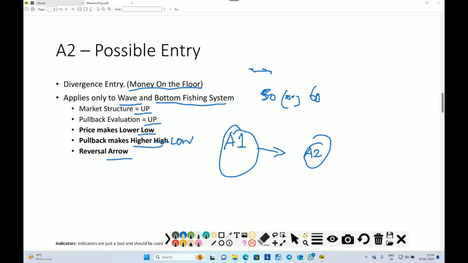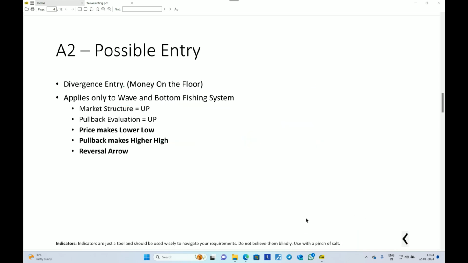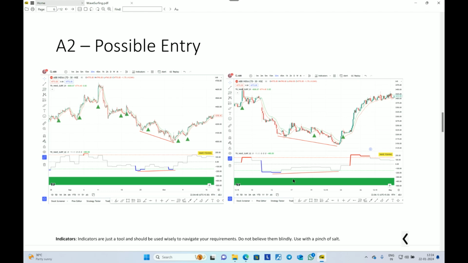The moment you get an A1 entry and it fails doesn't mean that you have to throw away the stock and look for another A1 entry. A1 entry failed means it's possibly setting up to an A2 entry. So you wait for the confirmations. Let's dive deep into the chart basis. I'll move into the next slide. I'll explain the individual components.